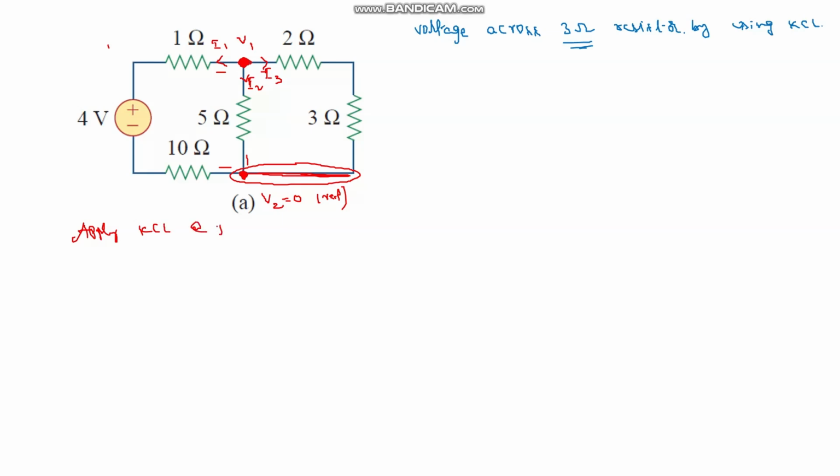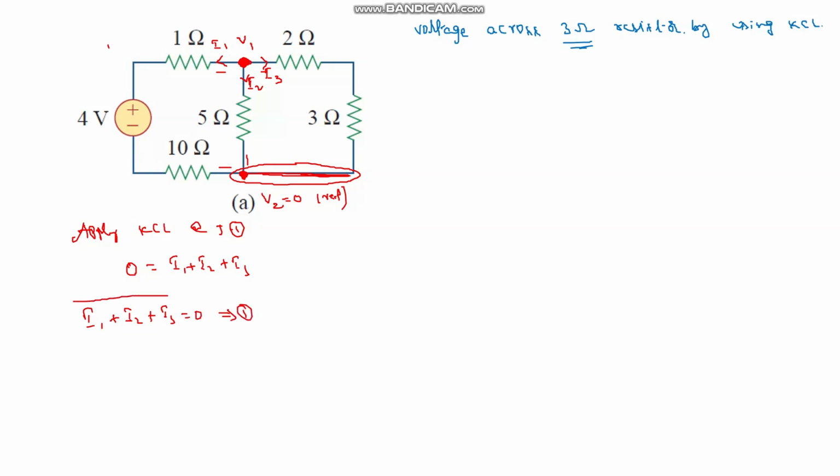After indicating the directions, apply KCL at junction 1. According to KCL, the sum of incoming currents equals the sum of outgoing currents at a junction. Here there are no incoming currents, so it is equal to 0, and there are three outgoing currents, nothing but I1 plus I2 plus I3. Simply we can write it as I1 plus I2 plus I3 is equal to 0. Let it be equation number 1.